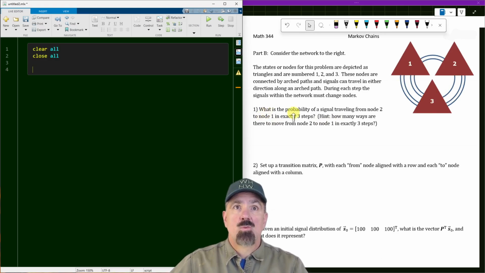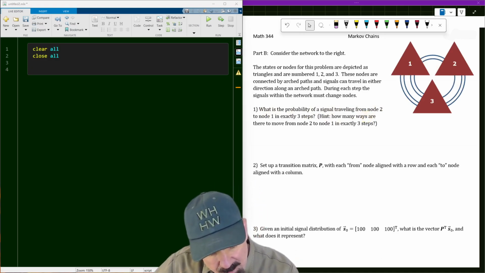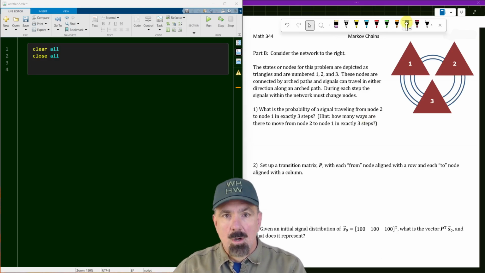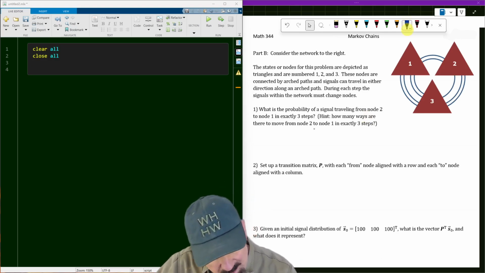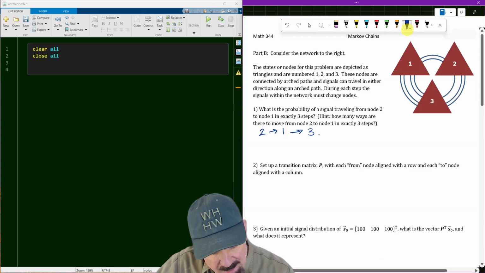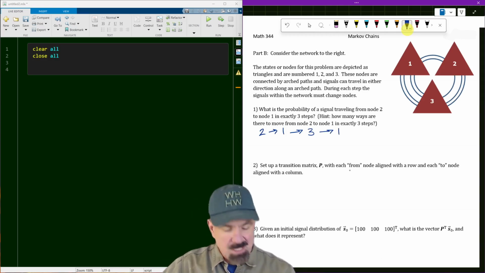So the first question is, what is the probability of a signal traveling from node 2 to node 1 in exactly 3 steps? And the hint it gives us says, well, how can we make that trip? So to go from node 2 up to node 1, we're going to take a look at the possible paths here. So we could go from 2 to 1, and then we could go from 1 to 3, and then we could go back to 1. So that's 3 steps. That's one possibility.